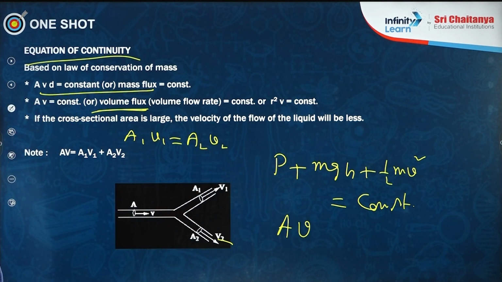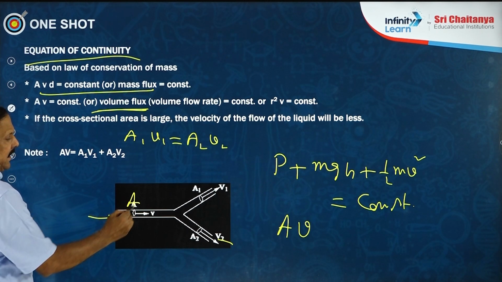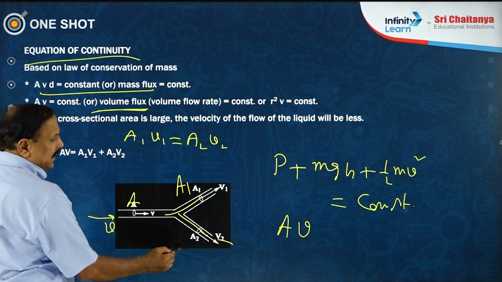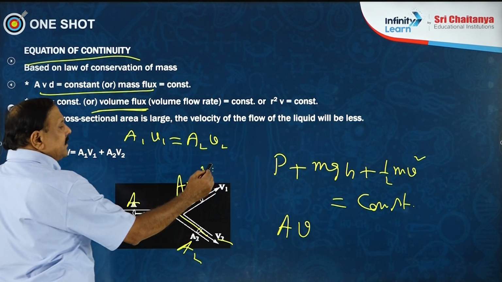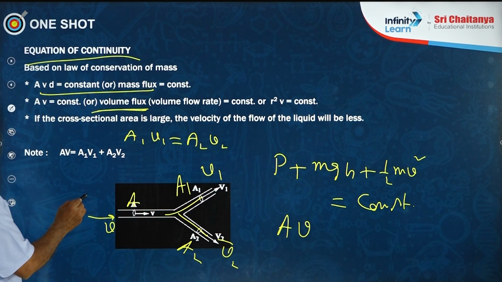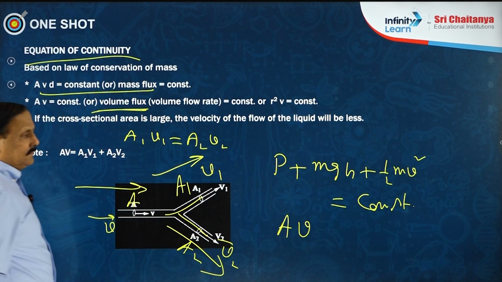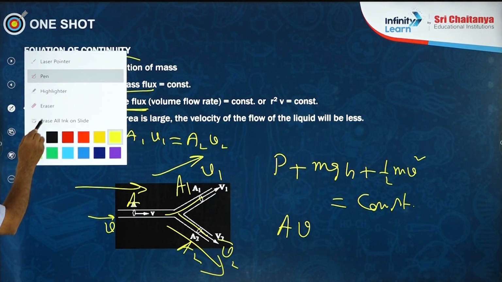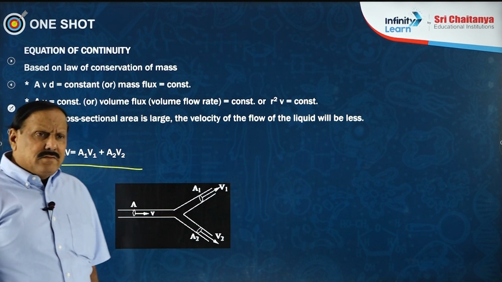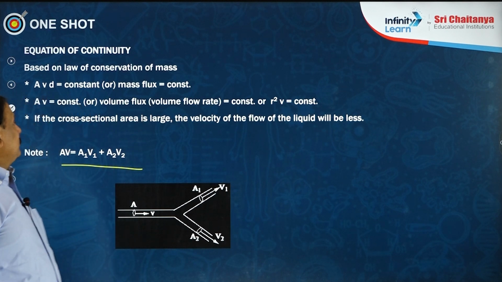As an example, look here, a diagram was given. A liquid is flowing through a pipe of cross section A and velocity V, that is divided into two parts. Here area of cross section A1, here A2, here velocity V1, here velocity V2. So you can write that AV is equal to A1 V1 plus A2 V2. This is a simple application of the equation of continuity, and it will be applied in many cases while using Bernoulli's theorem.